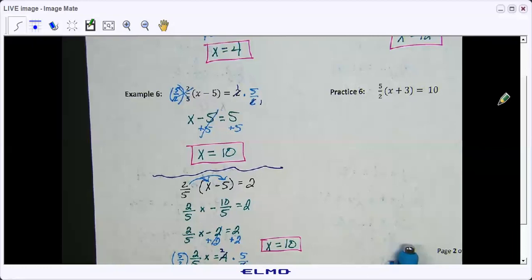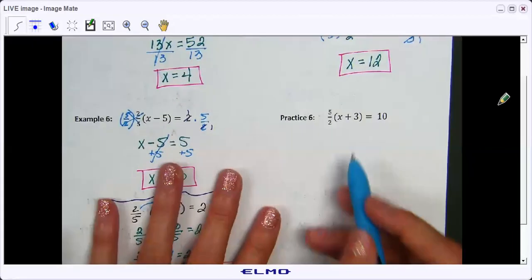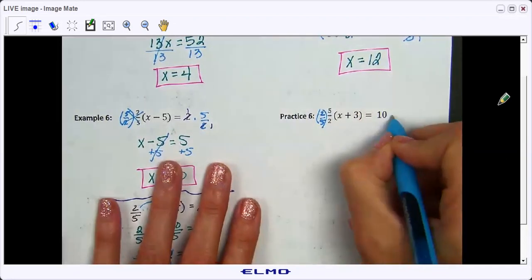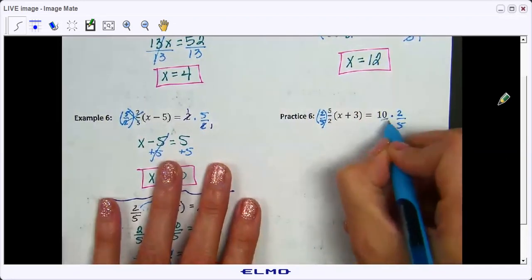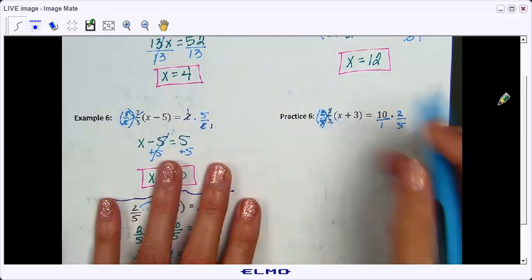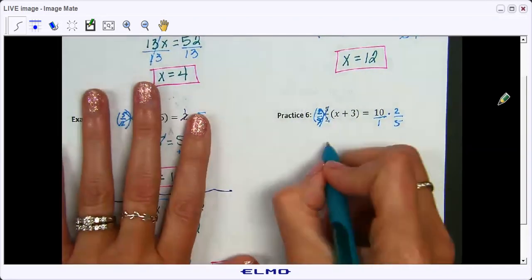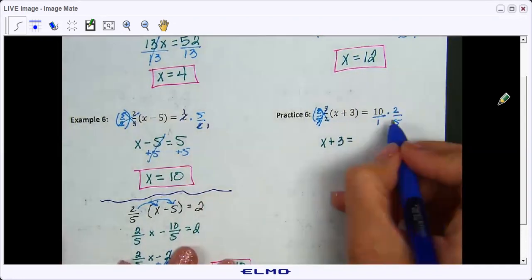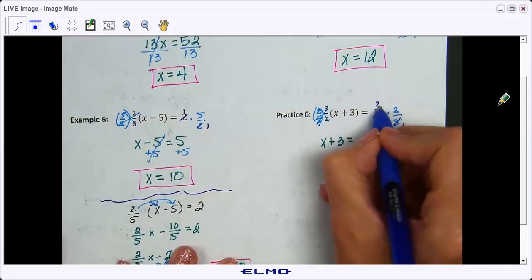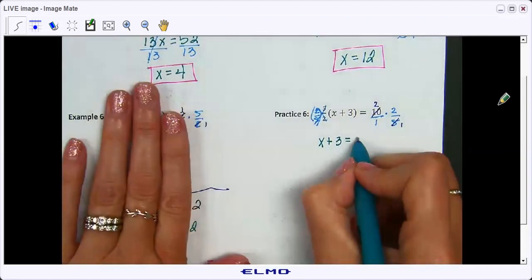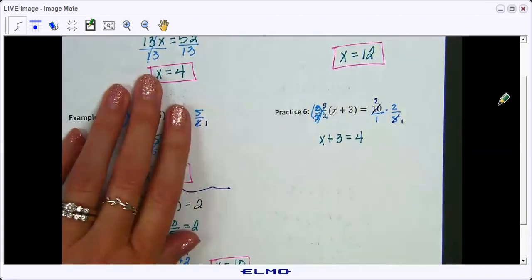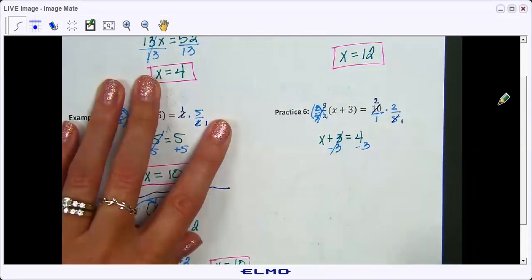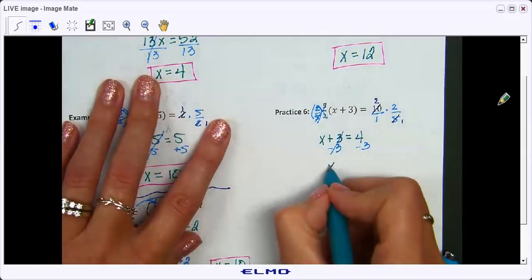Okay, so on this one, I'm going to multiply both sides by the reciprocal 2/5. Okay, and I'm left with x plus 3 equals, and then I'm going to cross simplify this, 4. And I'm going to subtract 3 on both sides. And I get x equals 1.